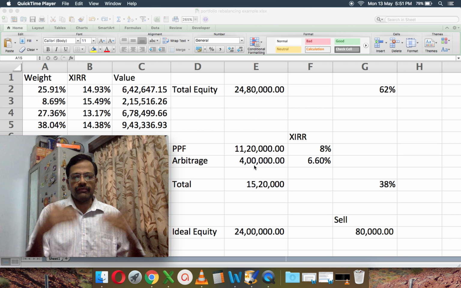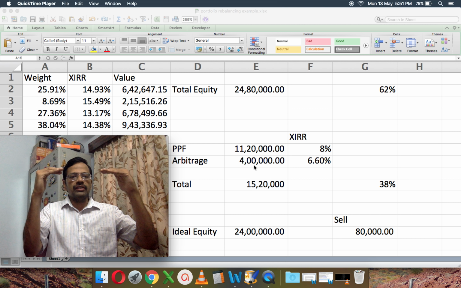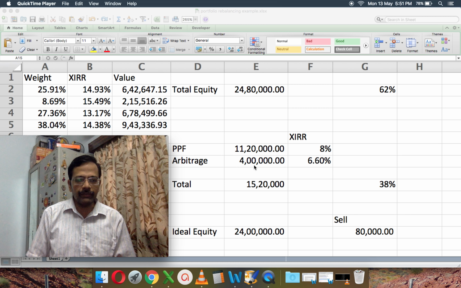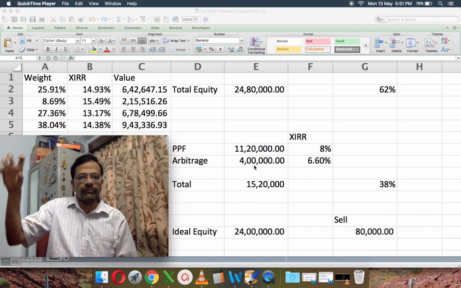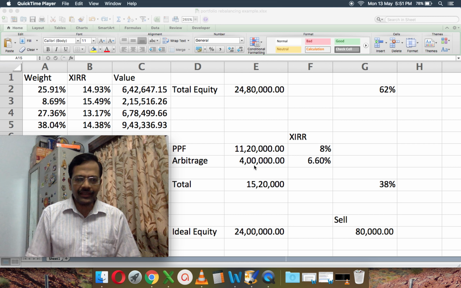You are pushing it into arbitrage, not PPF, because next year, if there is a market slump and equity goes from 60-40 to 55% and fixed income becomes 45%, you will take 5% from this arbitrage and push it back into equity, and so on. So you can rebalance it back and forth. It is a balancing act, and that's essentially it.